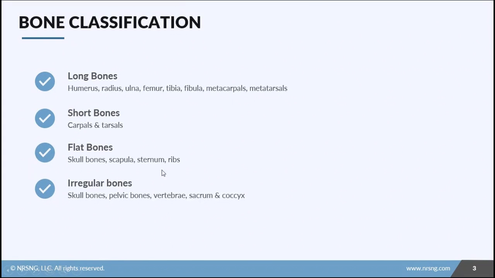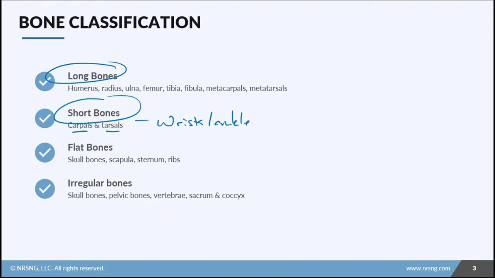When we start talking about bone classifications, we're going to talk about the different types of bones that you're going to see throughout the body. The first one is the long bone, and this is found in the appendicular skeleton. So you have things like the humerus, radius, ulna, femur, tibia, fibula, metacarpals, and metatarsals. Then there's another classification called short bones, which are the carpals and tarsals. These are the bones found in the wrists and the ankles.